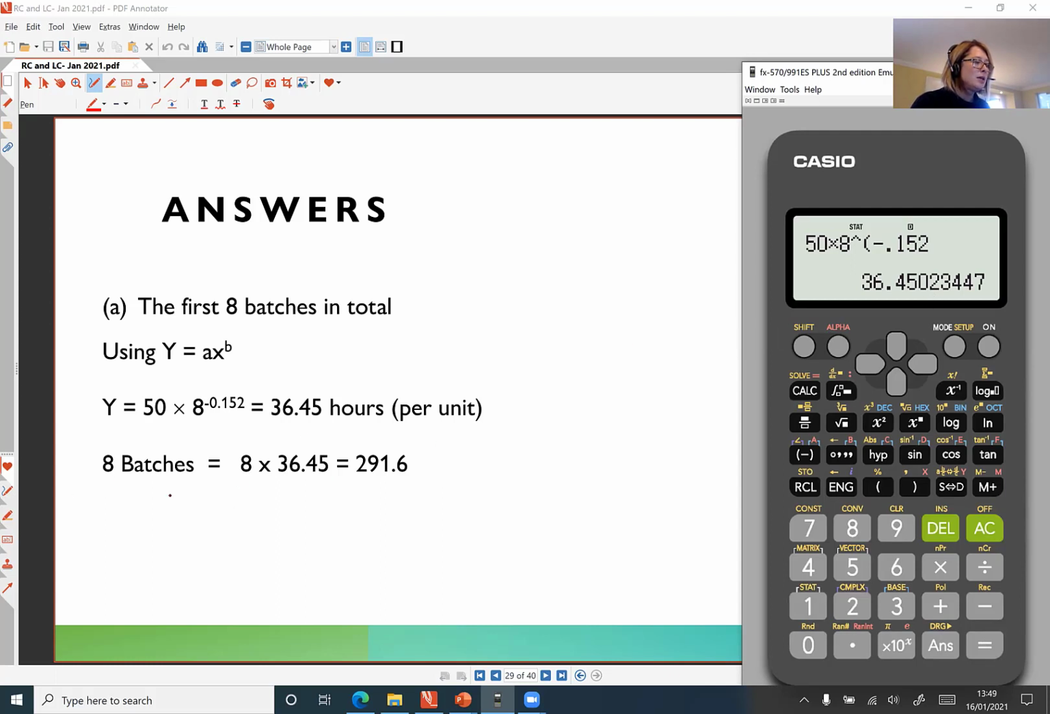And because it's 8 batches, we need the cumulative time for the 8 batches, which is times it by 8. So you keep it in your calculator and you get 291.6. That directly is the same figure you would have seen when I used the tabular approach.